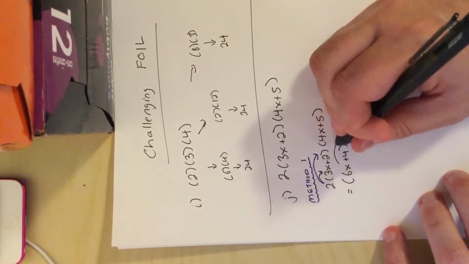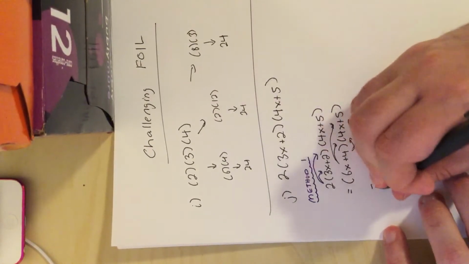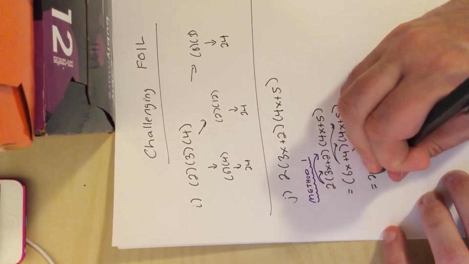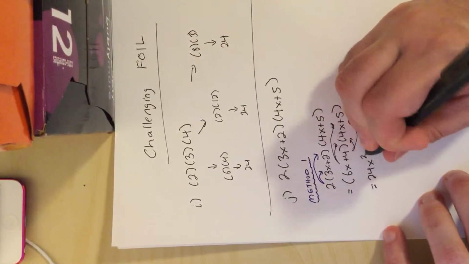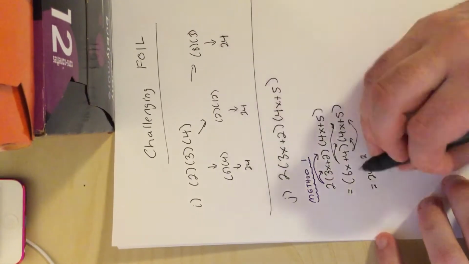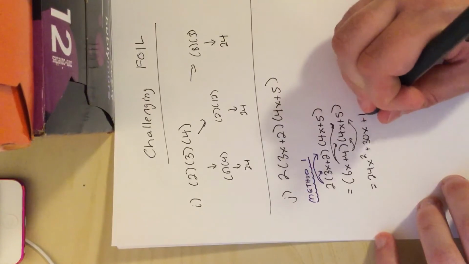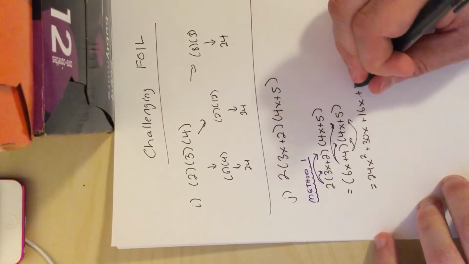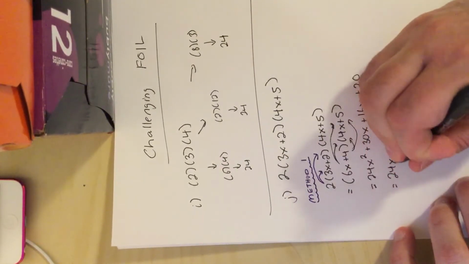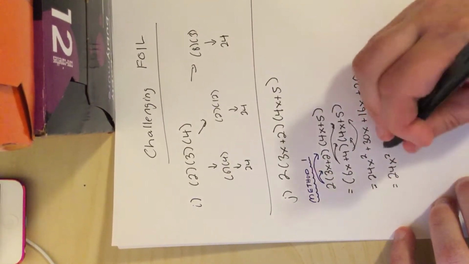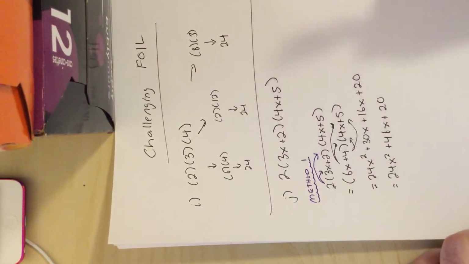Then we're going to do the binomial expansion. 6x times 4x is 24x squared. I have to be careful about that. 6x times 5 is 30x. 4 times 4x is 16x. And 4 times 5 is 20. And then I'm going to add up the like terms, and I'm going to get 24x squared plus 46x plus 20. And that's the answer.